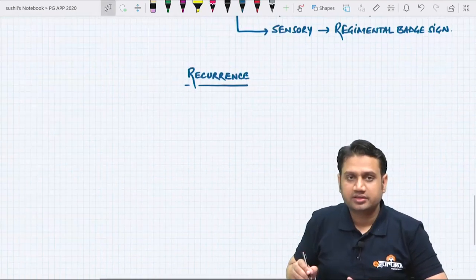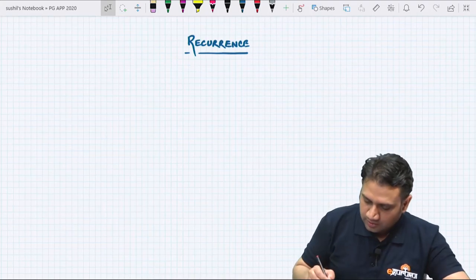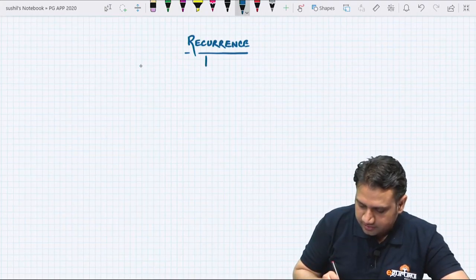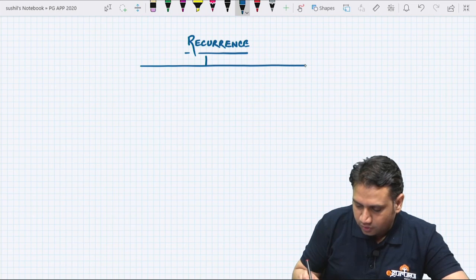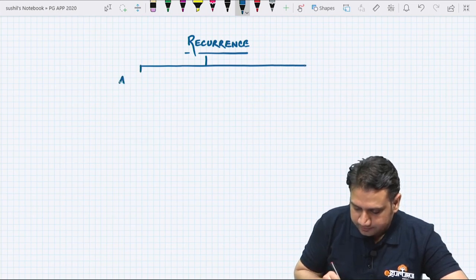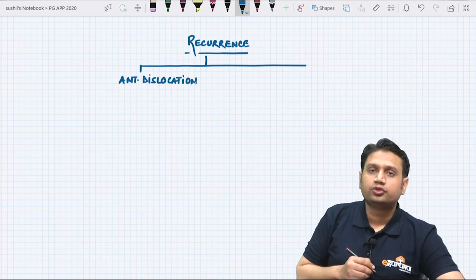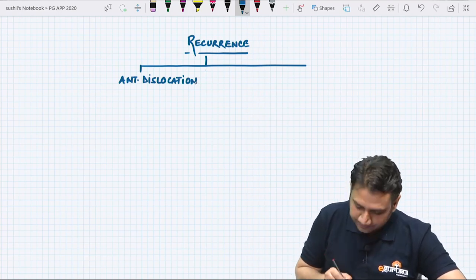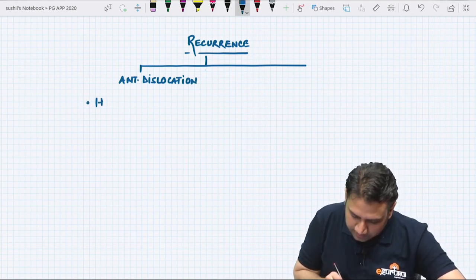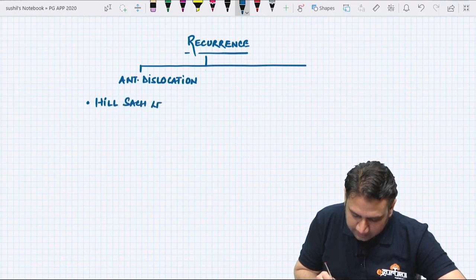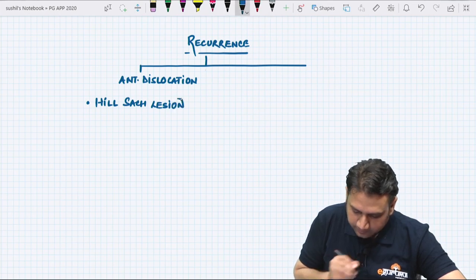Recurrence of the dislocations can be an anterior dislocation recurrence or a posterior dislocation recurrence. When the recurrence involves anterior dislocation, it will show you two different kinds of lesions. What are they? One is something known as the Hill-Sachs lesion.